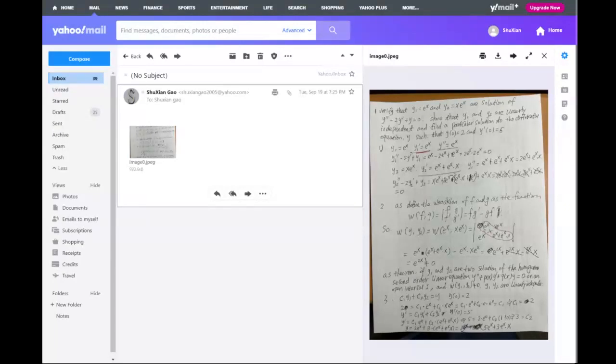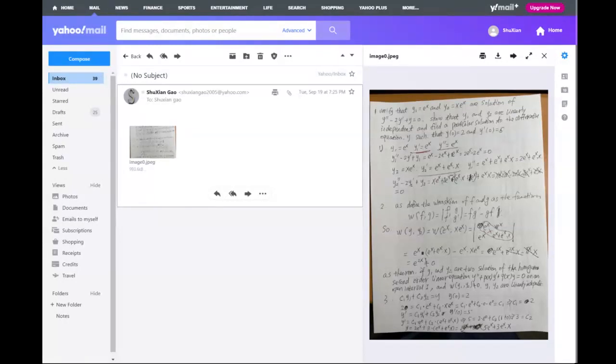So we know C1 times e to the 0 is 1, because x is 0. Plus C2 times x, where x is 0, so I don't need to count this one, the second term is 0. So C1 is equal to 2. Now we need to find C2.